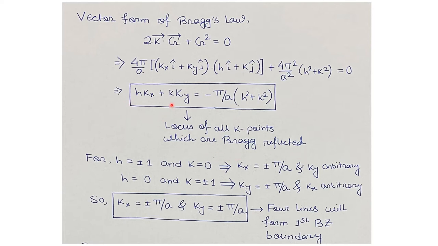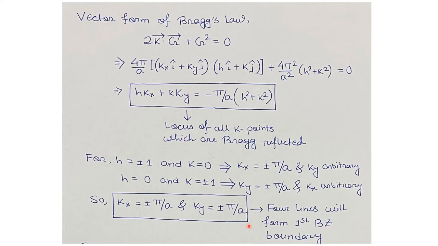Now h and k are the integers. So first we'll put h equals plus minus 1 and k equals 0. This will basically lead to Kx equals plus minus pi by a, and Ky can be any arbitrary value. Similarly, we can put h equals 0 here and k equals plus minus 1. This will basically lead to Ky equals plus minus pi by a, and Kx can be any arbitrary value. So from the combination of these conditions, we can get Kx equals plus minus pi by a and Ky equals plus minus pi by a.